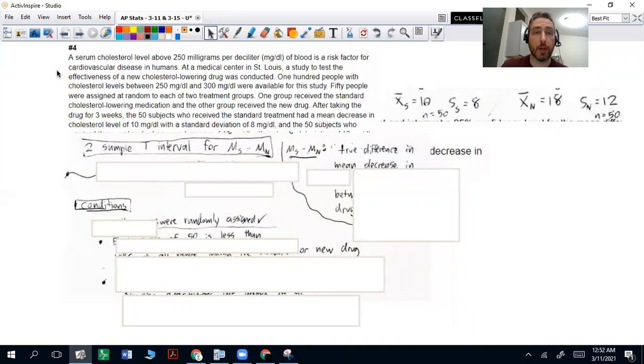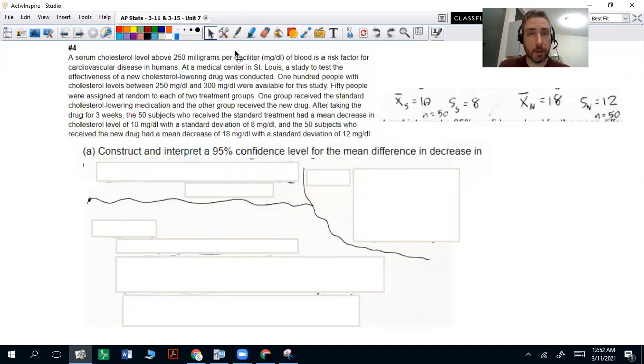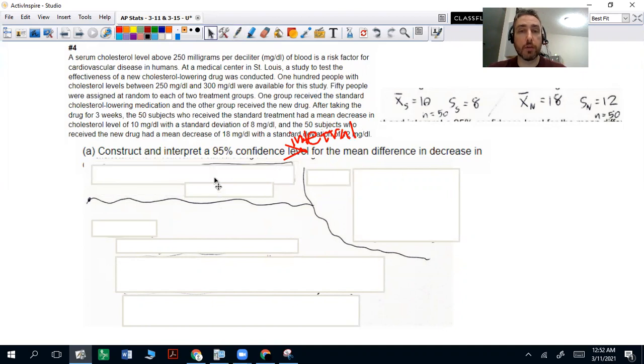So I'm going to change that here because that is a typo. Interval. Not that that means much right now. For the mean difference and decrease. And it got cut off there, but you get the idea.